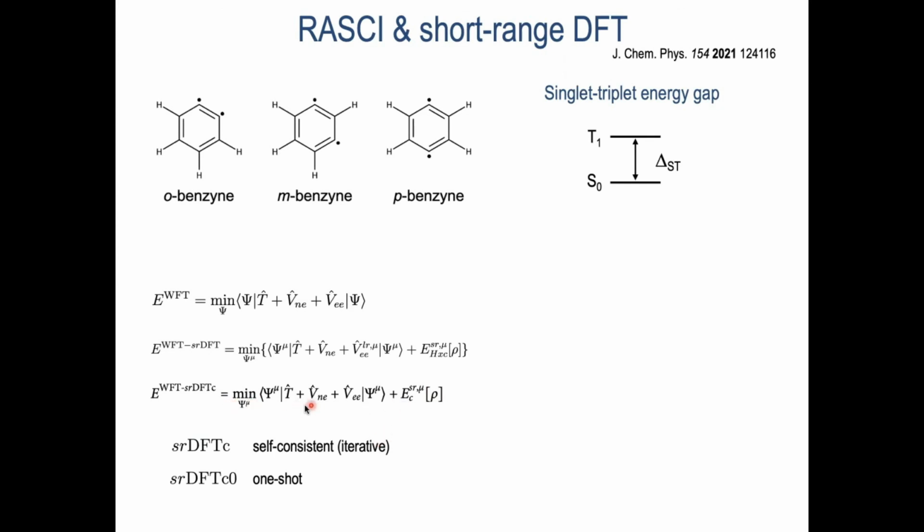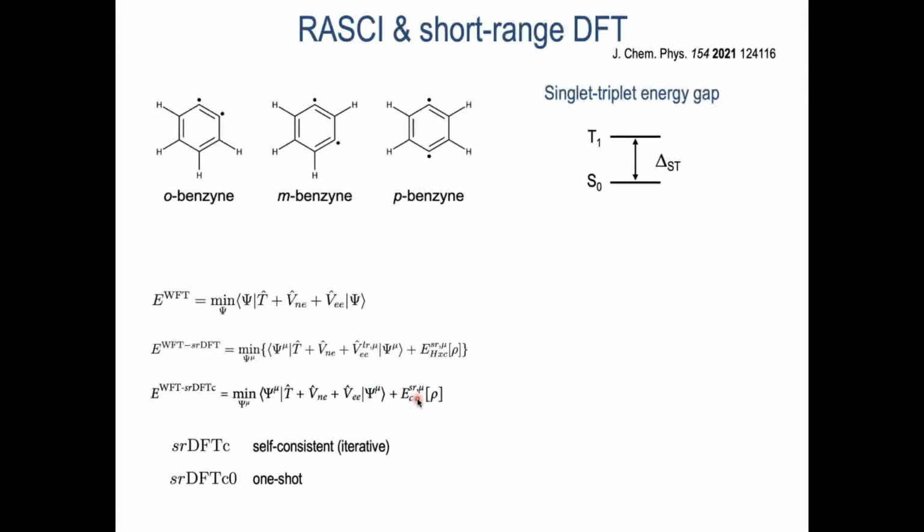And for this last case, I will be solving this self-consistently, meaning that we converge both wave function and density here. And then I will use an approximation to this, which we call a one-shot. So basically computing this part and then using the density to compute the correlation.